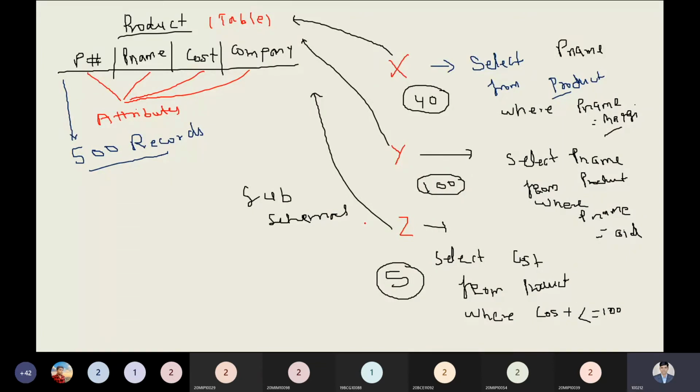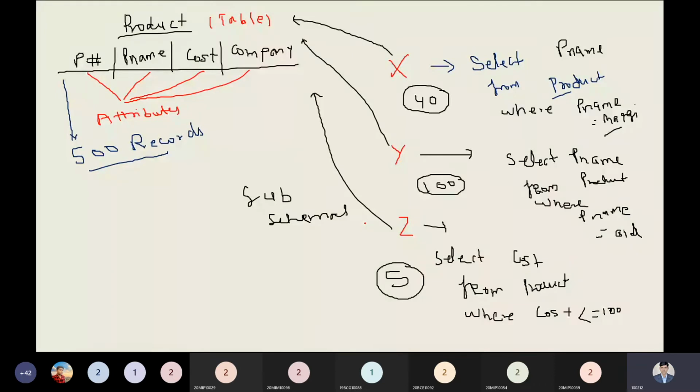So XYZ is the name of the database, but right now I'm just talking about the table. Product is the name of the table, with product name, product number, cost, and company, which is the brand of the product we are using. All of these are recognized as attributes, and the table contains 500 records. I'm not talking about a specific record, I'm just taking 500 records.